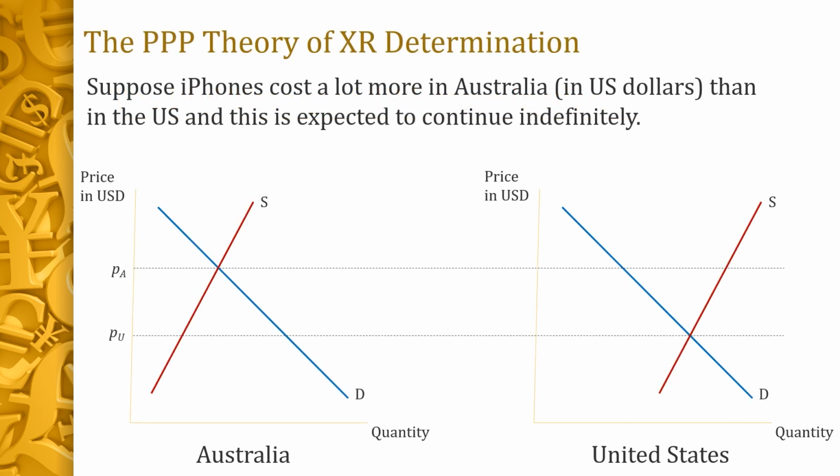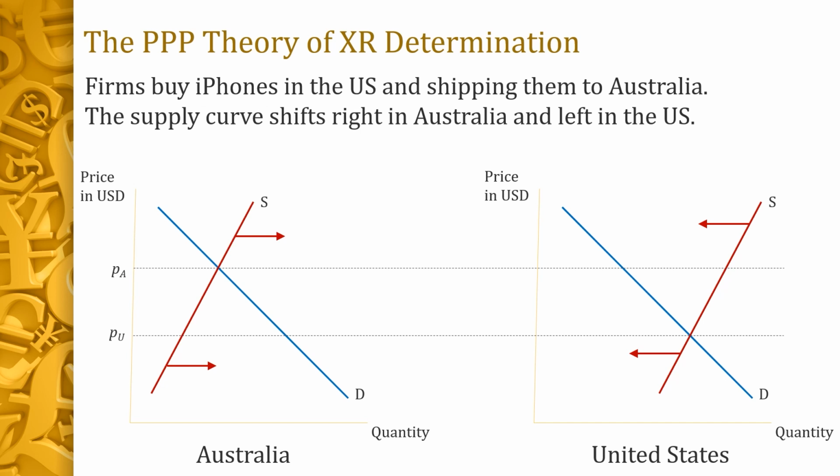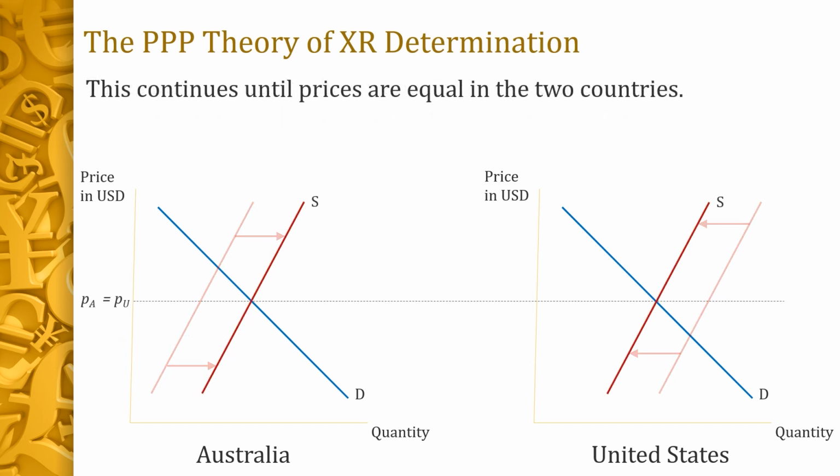Suppose the price in US dollars of iPhones in Australia is much higher than the price in US dollars of iPhones in the United States, and that this difference is expected to persist for a long time. What will happen? Well, enterprising firms will start buying the cheaper iPhones in the US and shipping them to Australia, where the price is higher. This process raises supply in Australia, shifting the Australian supply curve to the right. It also reduces supply in the US, shifting the US supply curve to the left.